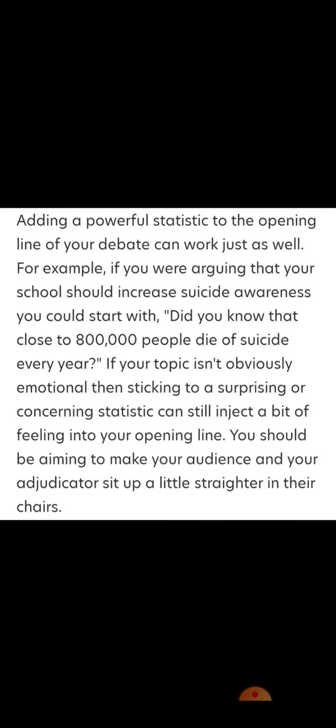The emotion should be supported with a valuable statistic, or it means data. For example, if you're arguing that your school should increase suicide awareness programs, you could start like this.